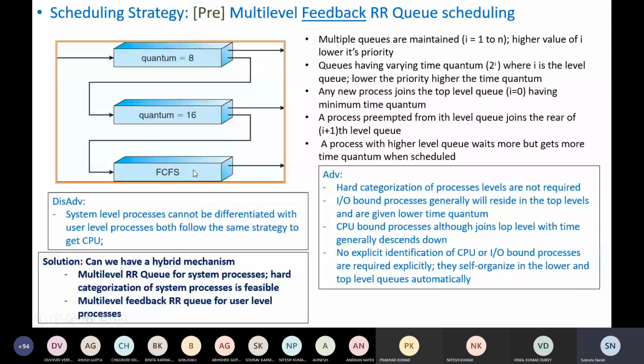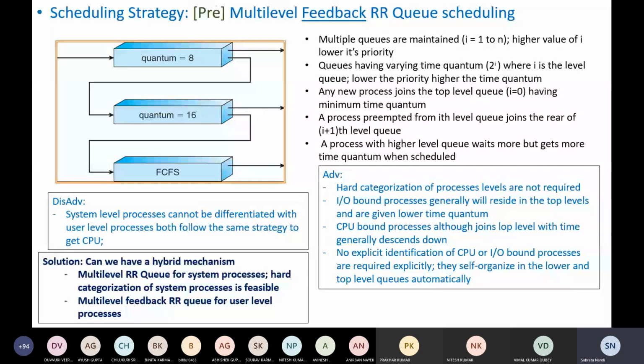So the number of queues is multiple. There is a process of feedback, both feed forward and feedback, and at the same time the time quantum can also be varied in different levels. So waiting time can be taken into consideration while assigning the time quantum. These are the different modifications that one can make, and we can see the different advantages.